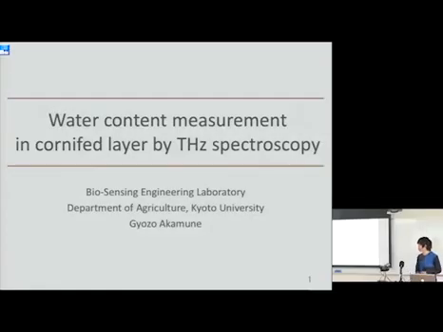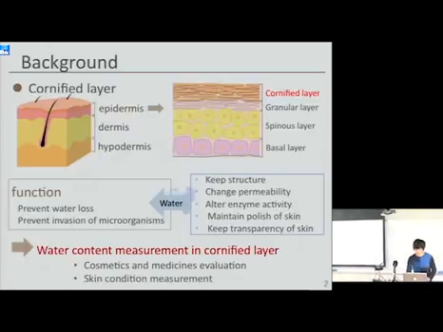I'm an undergraduate student. Today I'd like to talk about my study. My presentation title is Water Content Measurement in Colonified Layer by Terahertz Spectroscopy.